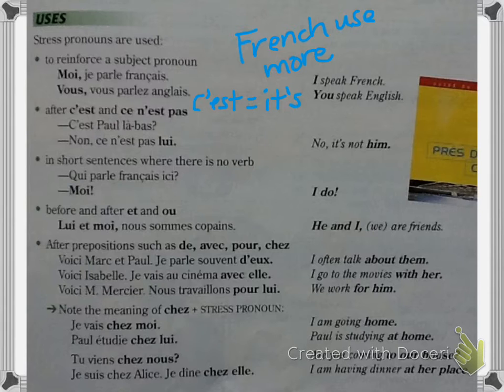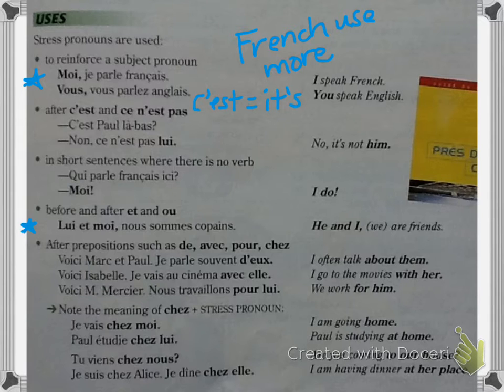Another use of the stress pronouns is before and after et and ou. Lui et moi, nous sommes copains. Him and me, we are friends. Again, this is different than in English, right? So this one's kind of different from English, because in English we say he and I. We use our subject pronouns, but in French they use the stress pronouns.